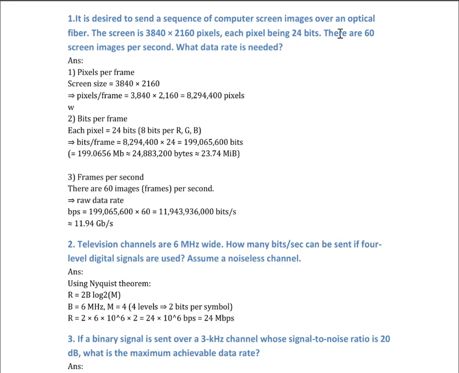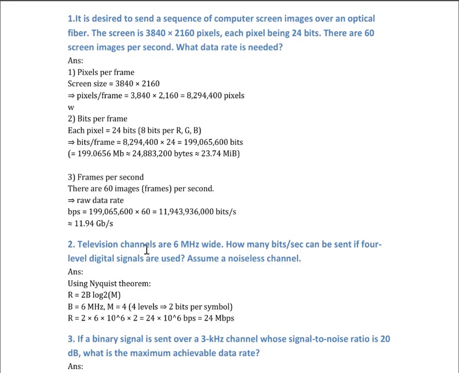Then into 60 frames per second. So finally, we get the answer, which is 11.94 megabits per second. Why do we do it like this? All the instructions are given, so we can calculate the data rate needed. How much data will be required? That is what happens in this first question.